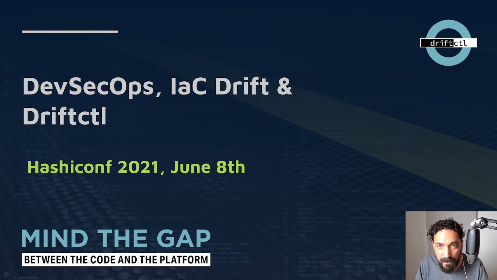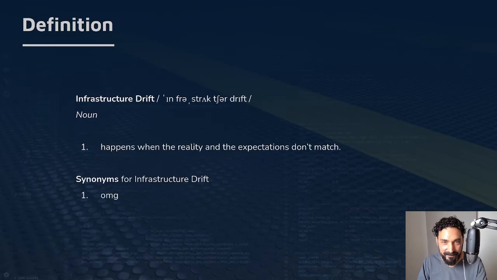Welcome to this short lightning talk about infrastructure drift, infrastructure as code, DevSecOps, and driftctl. This is HashiConf 21, and I think major announcements were already made for us. It's cool. So to keep it short, what is infrastructure drift?